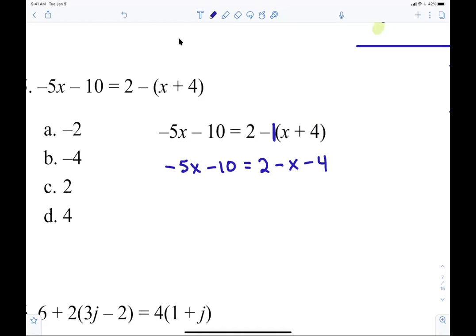Now, here's where you have to also be careful, because read this number right here. What's this number? 2. And then what's this number? 4. No, read that again. Negative 4. 2 minus 4. What's 2 minus 4? Negative 2. So rewrite that. Negative 5x minus 10 equals negative 2 minus x.